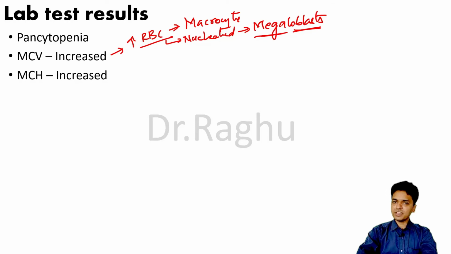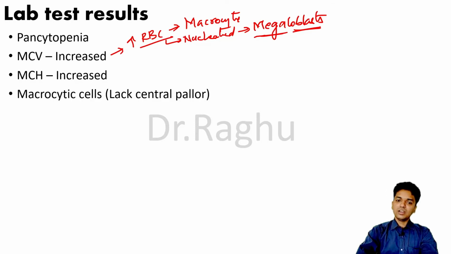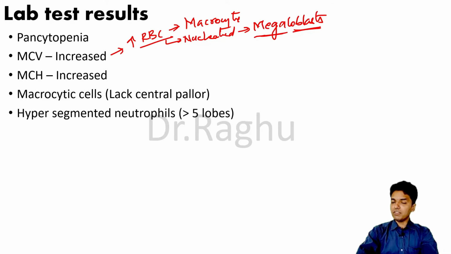What about MCH? MCH is also increased, and the cells we are going to see in the peripheral blood smear are macrocytic cells. They are going to lack the central pallor. I'll show you a diagram of that. We can also see hypersegmented neutrophils. Again, this is a feature of immaturity of the cells. Usually neutrophils will have 2 to 5 lobes, but in the peripheral blood smear we can see neutrophils with more than 5 lobes, 6, 7, 8, 9, even 10 lobes have been documented. Next, we can see Cabot rings, that is a figure of 8 appearance within the RBC.